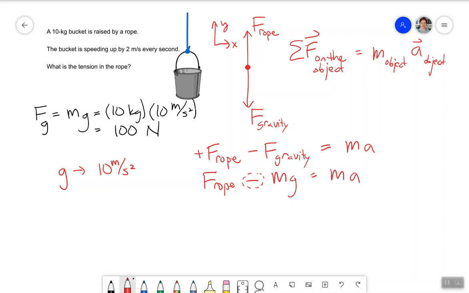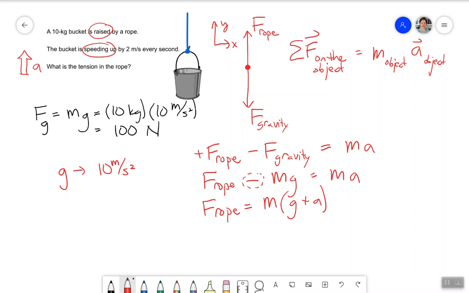And because it says that the bucket is being raised and it's speeding up, that means that the acceleration is upward. Notice that I do not draw the acceleration on the free body diagram. I draw it off to the side with a funky looking arrow so that I don't get it confused. On the left-hand side are the forces on the object, and on the right-hand side is the acceleration of the object.